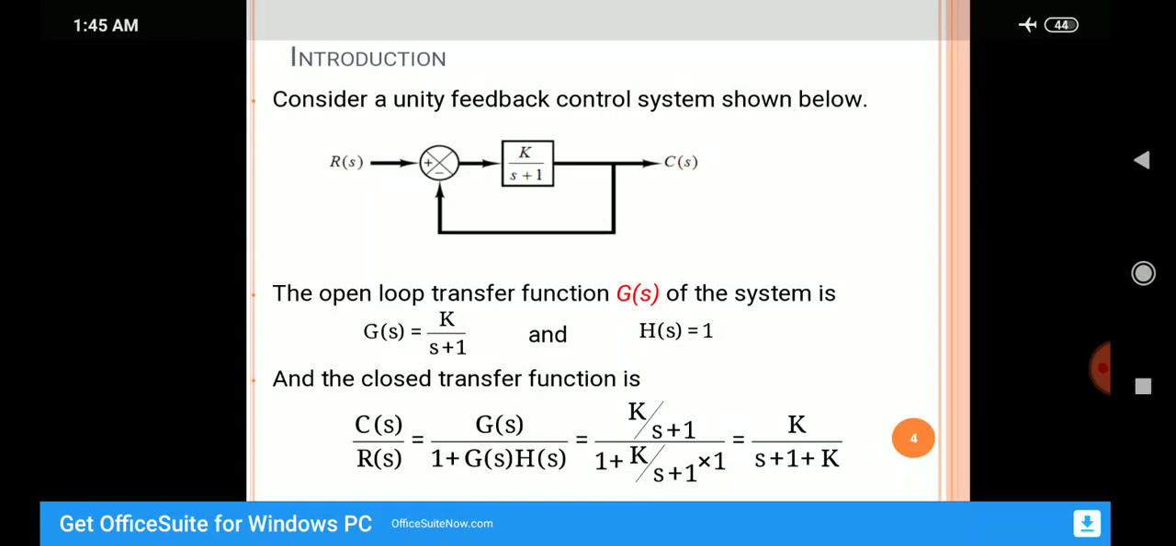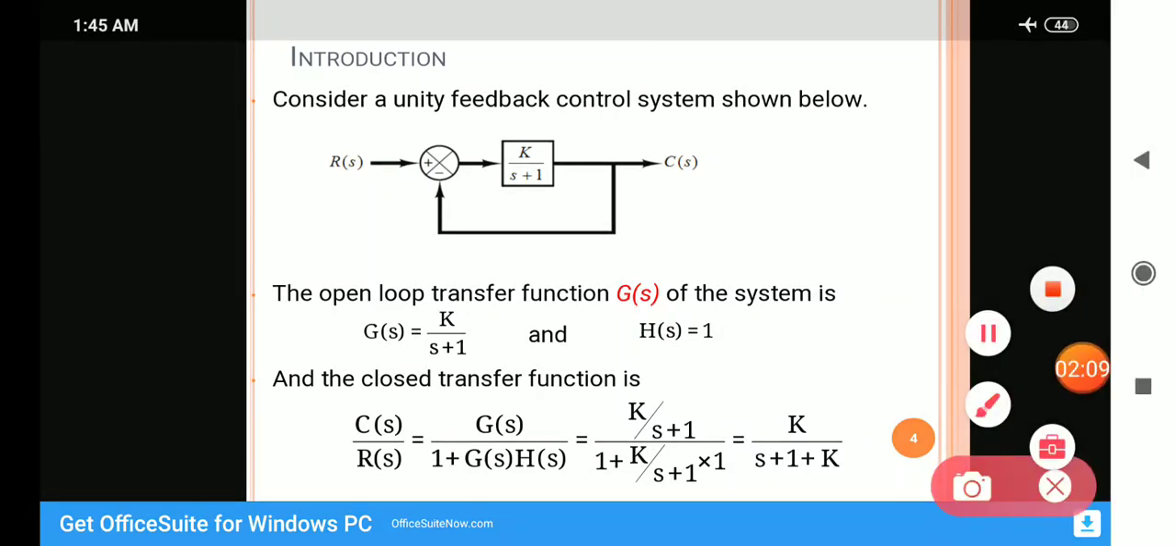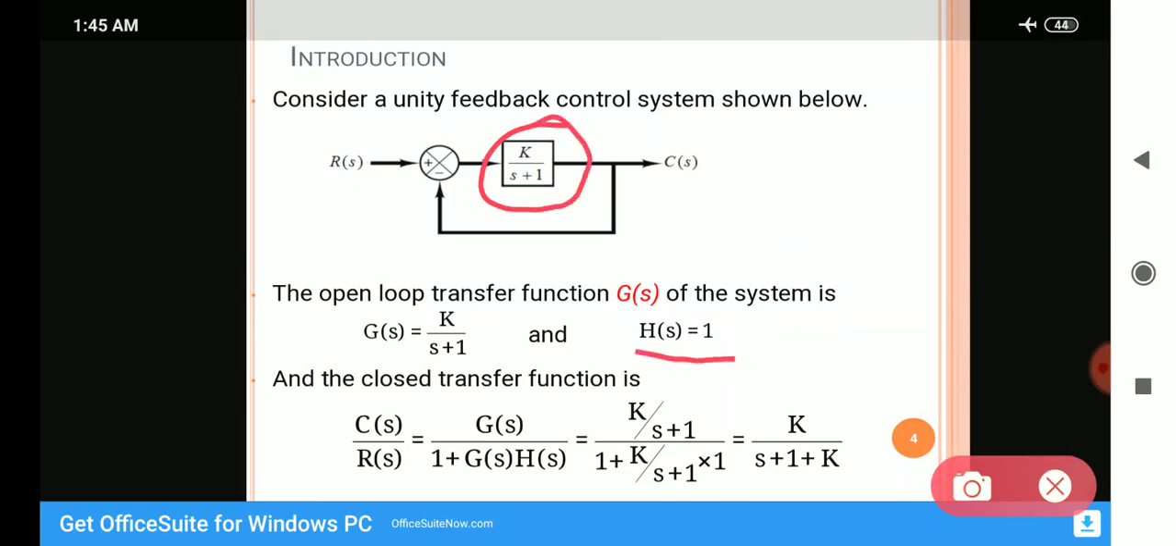Now, to understand the concept in a better way, let us take a very simple example where we have a unity feedback system where G of S of the system is K divided by 1 plus S, and it is a unity feedback system, so we have H of S as 1. So what is closed loop transfer function? It is G of S divided by 1 plus G of S into H of S. So when I substitute G of S as K divided by S plus 1 and H of S as 1, then I get an overall transfer function as K divided by S plus 1 plus K.